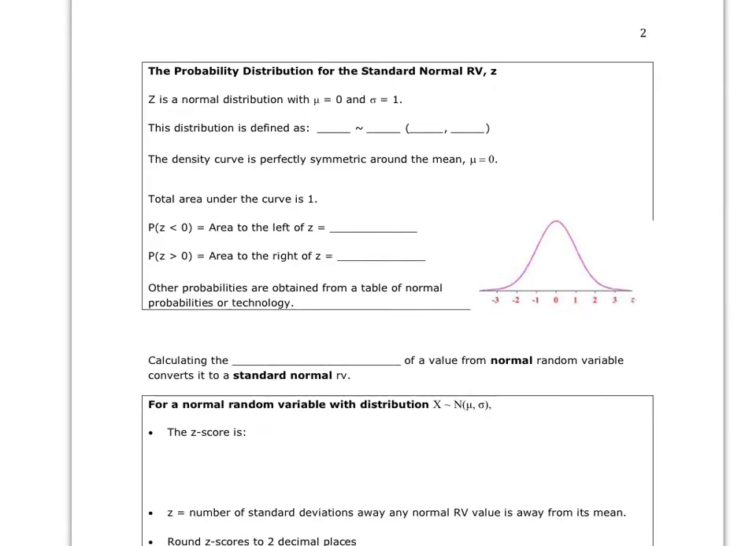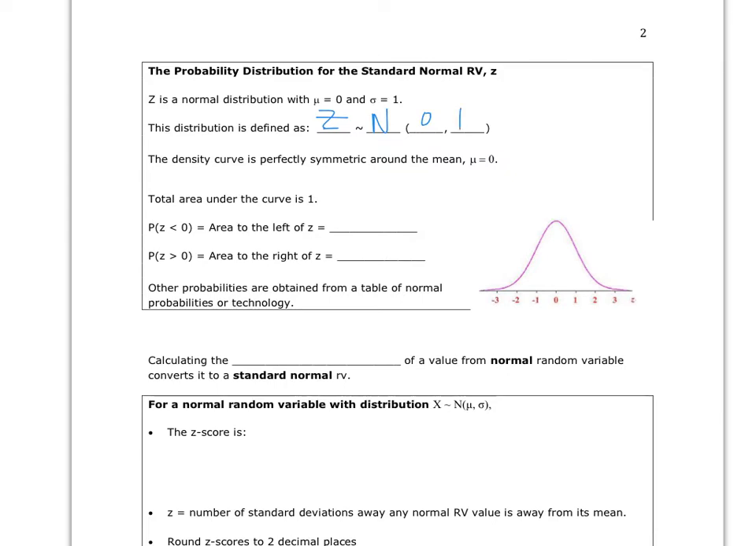Okay, let's look at this normal random variable, standard normal. It has mean of 0, standard deviation of 1, and we use a z to represent the standard normal. So if you see z, we can immediately know that it's a normal and it's got mean of 0, standard deviation of 1. So normal, 0, and 1.